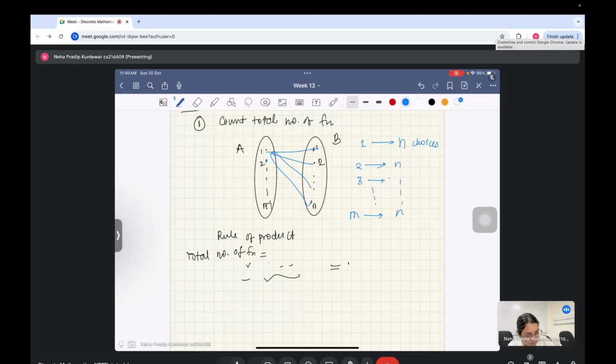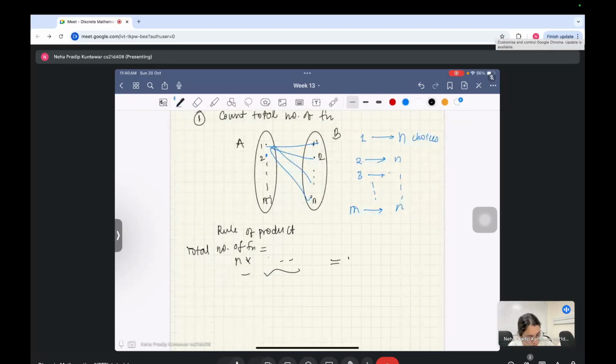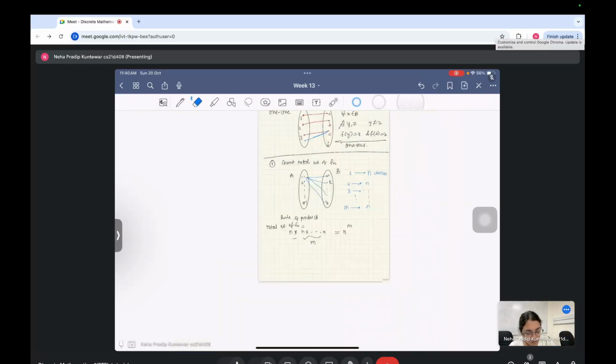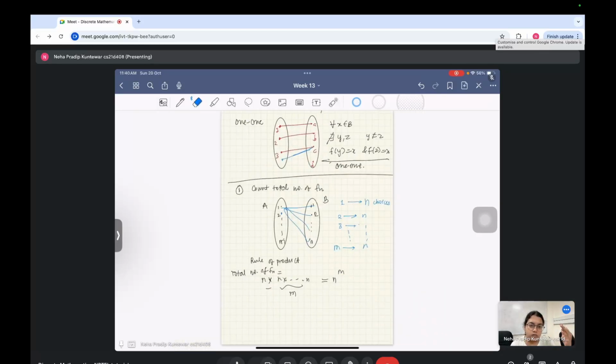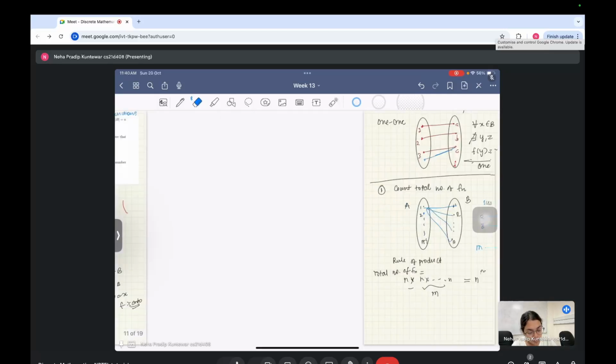So you have n into n into n into n, m times, so that gives you n to the m. And that answers the first question, which is, we are just counting the total number of functions. Now it's possible that some of them are onto and some of them are not onto. So I want to find the total number of functions that are onto.